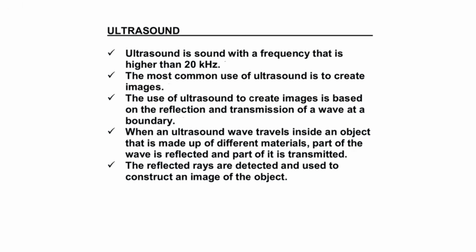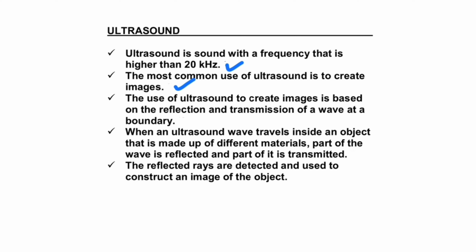Ultrasound is sound with a frequency that is higher than 20,000 hertz or 20 kilohertz. This is sound we cannot hear with the human ear because the top of our range is 20,000 hertz. When sound is of a frequency beyond 20,000 hertz, we cannot process that sound as humans. The most common use of ultrasound is to create images.